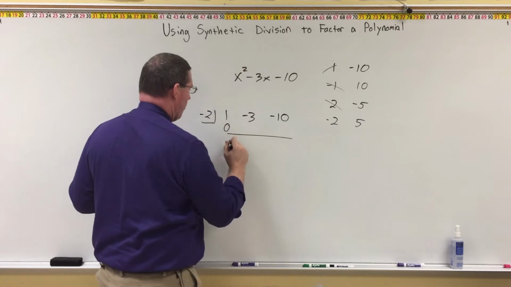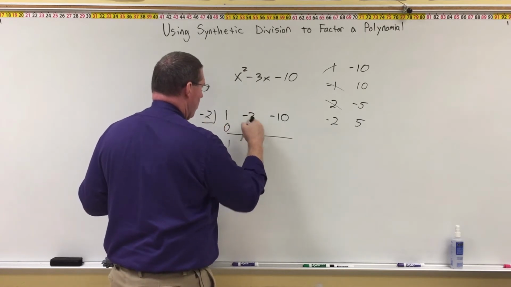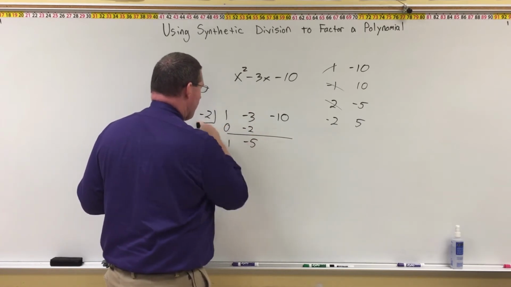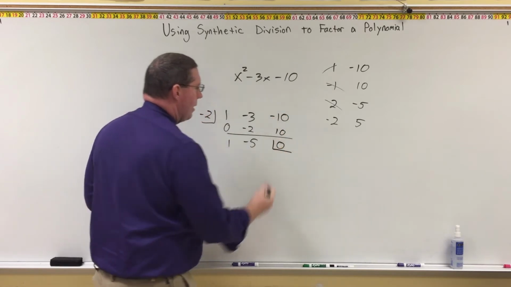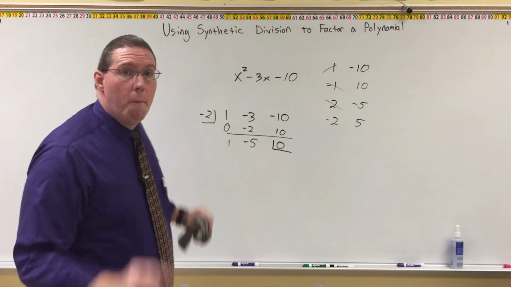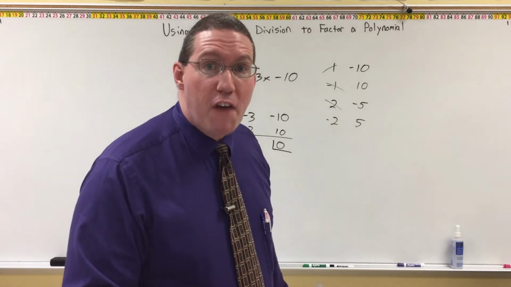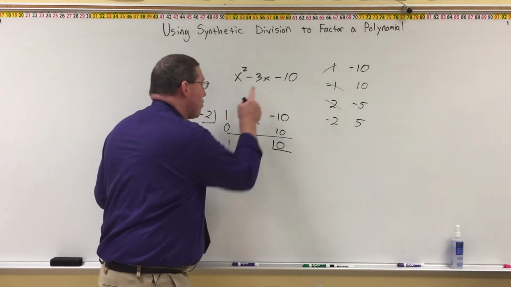Put a 0. 1 plus 0 is 1. Times negative 2 is negative 2. Plus negative 3 is negative 5. Times negative 2 is 10. Negative 10 and 10 is 0. We have a remainder of 0. Therefore, negative 2 represents one of the factors of this polynomial.